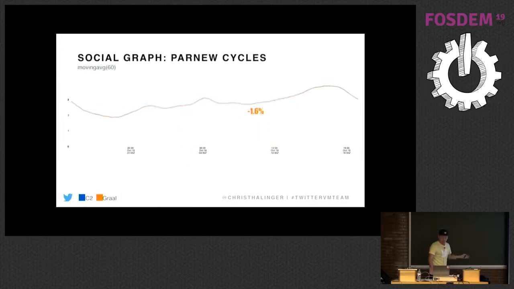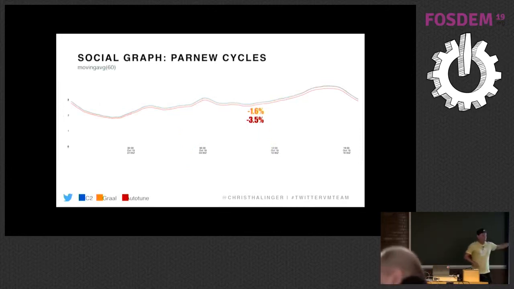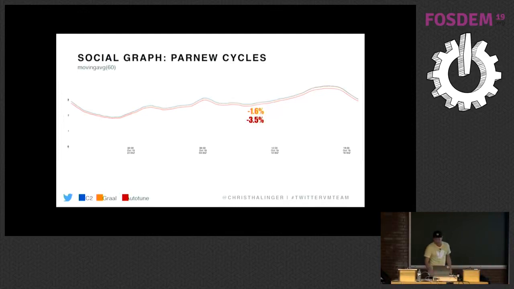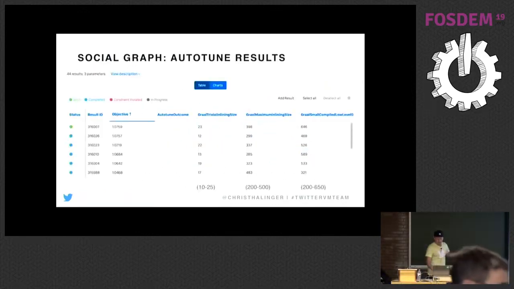The run, 1.6, 3.5, that's interesting. Graal reduces its GC cycles only by 1.6%, but then auto-tune gets another 3.5 out of it. But did it find different parameters for another service? Yes, it did. Here: 23, 398, 646. I can't remember the ones before, but yes, they were different.